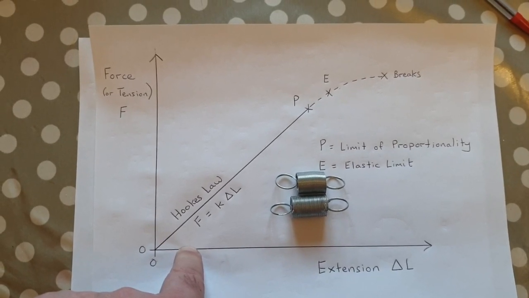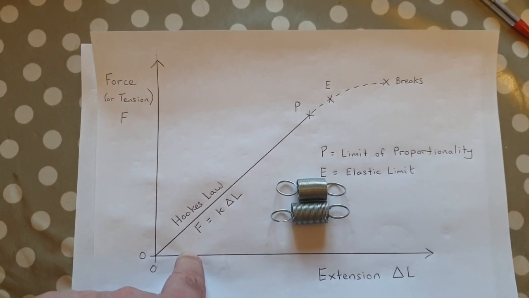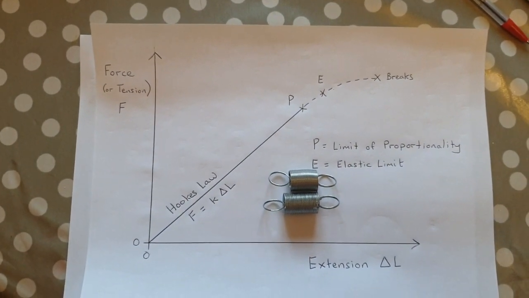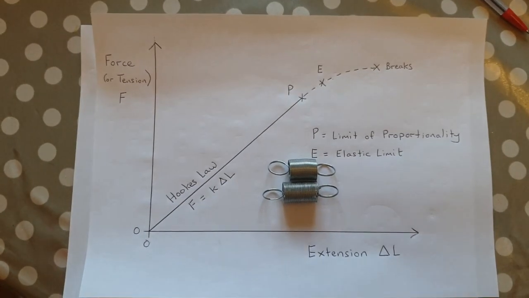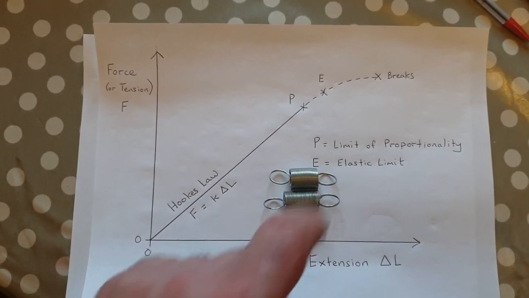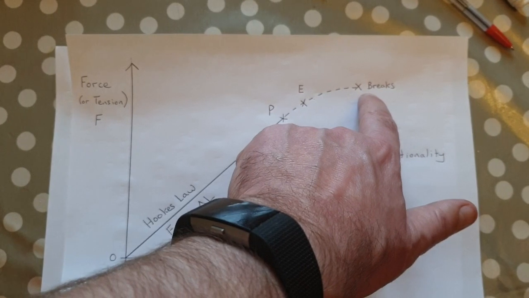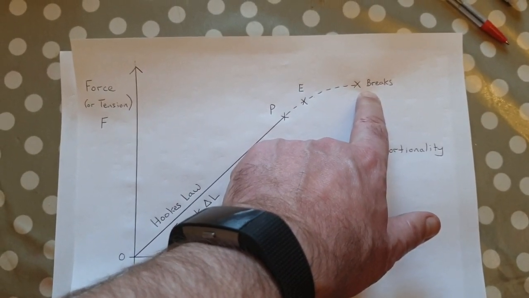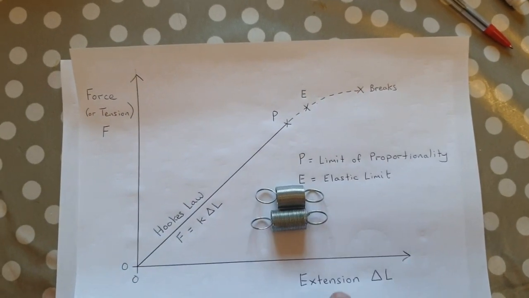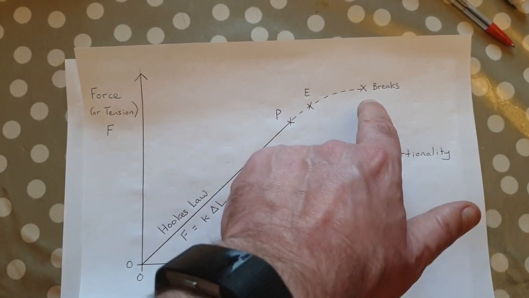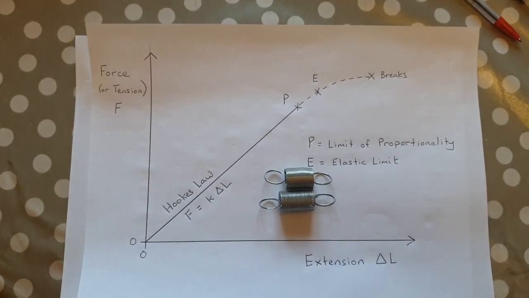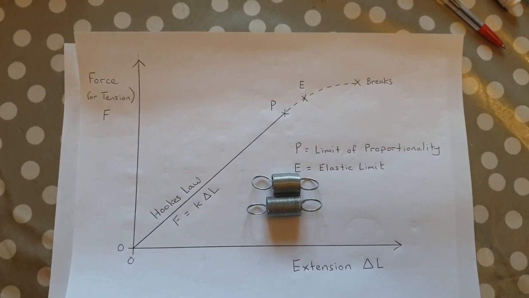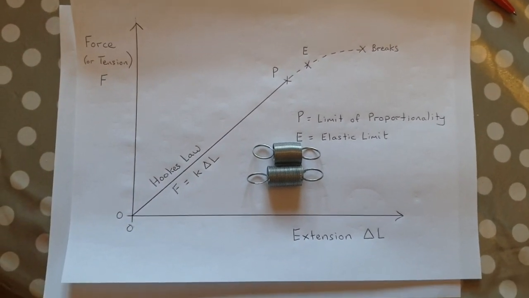So that's what we mean by limit of proportionality and elastic limit. Now, they're normally fairly close together, especially for a metal spring, but for different materials, they may be further apart. Eventually, if you do take it much further beyond the elastic limit, it will get to a point where you're increasing the force and the extension increases massively, and then it finally breaks at some point as well. So that's a curve you would get for a spring if you were to carry on increasing the force and measuring the extension that you get.